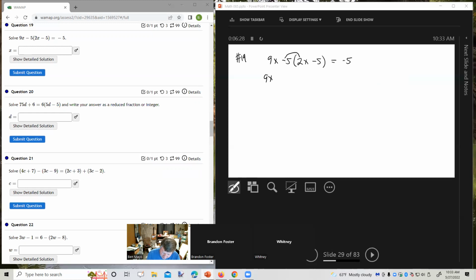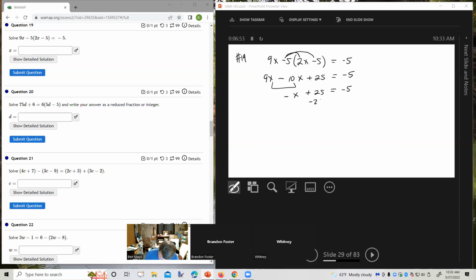-5 times 2x is -10x. -5 times -5 is plus 25. And again, we can't do anything on the right side yet. Combining like terms, 9x minus 10x is -1x. And then plus 25 equals -5.